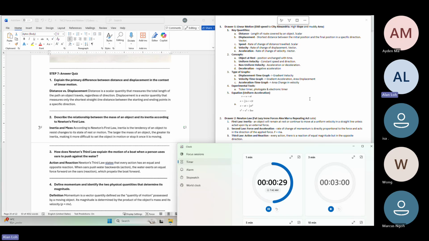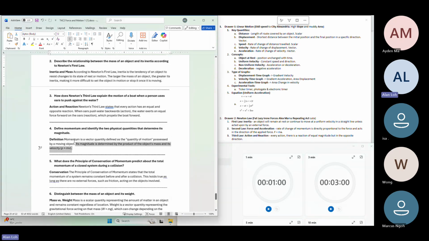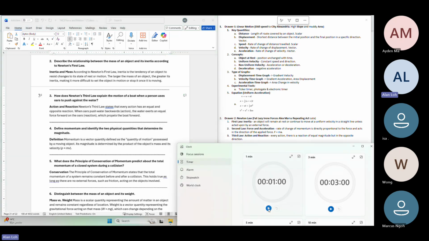So this is drawer number 2, right? Newton's laws, and it's about Irene, the lazy fat Irene. Okay, let's do it a bit faster here. We'll do 1 minute for 2 questions. Let's start now.